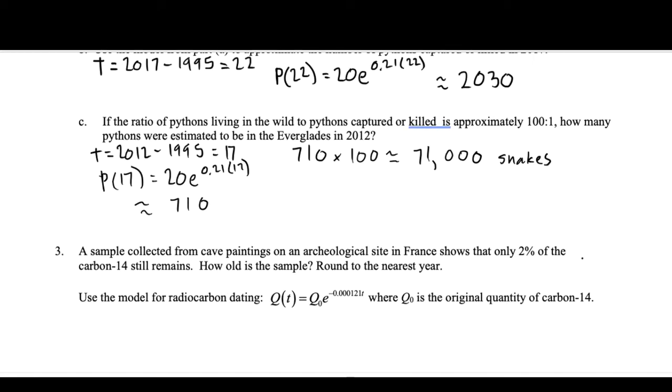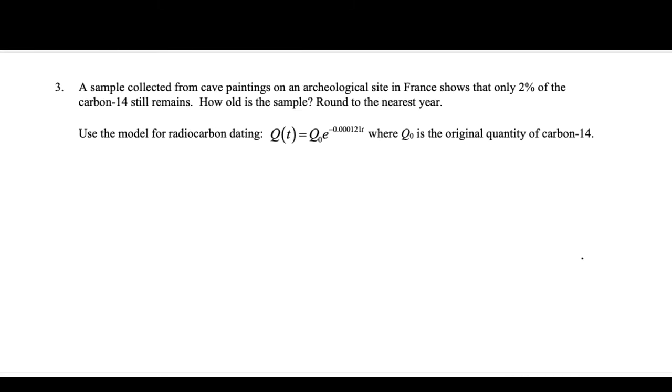Okay, and our last example will be one illustrating exponential decay. A sample collected from cave paintings on an archaeological site in France shows that only 2% of the carbon-14 still remains. How old is the sample? Round to the nearest year. And we'll use the model for radiocarbon dating, which is Q of t is equal to Q0 e raised to the power of negative 0.000121t, where Q0 is the original quantity of carbon-14.